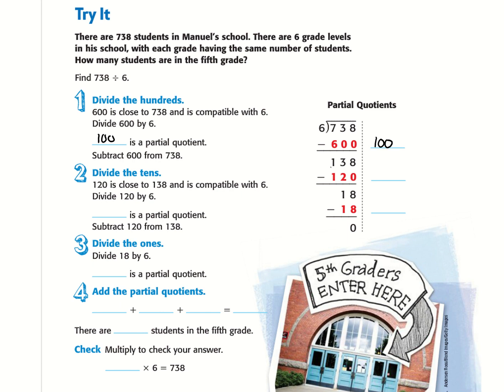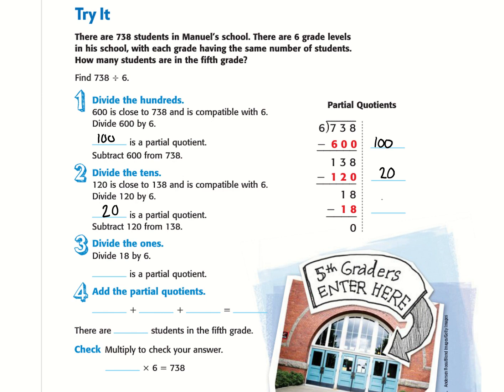I always like looking at my first 2 numbers. So what number is compatible with 6? That's close to 13. I know 12 is compatible with 6 and is close to 13. So since this is in the hundreds place, instead of 12, I'm going to use 120. So we have 138 minus 120. And 6 goes into 120 20 times. So 20 is a partial quotient. Subtract 120 from 138. So we have 138 minus 120 equals 18.